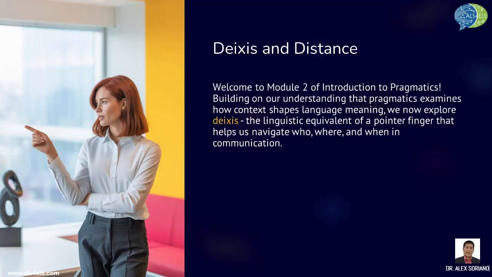Last time, we talked about how context helps us understand what people mean when they speak. Today, we're going to dive into a specific part of that, deixis. Think of deixis as the linguistic version of a pointing finger. It's how language helps us pinpoint things like who's talking, where they are, and when they are saying something. The word deixis actually comes from a Greek word that means to point or to indicate. This concept is so fundamental to communication that it's like a built-in GPS for our conversations.